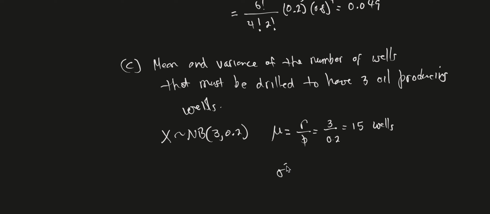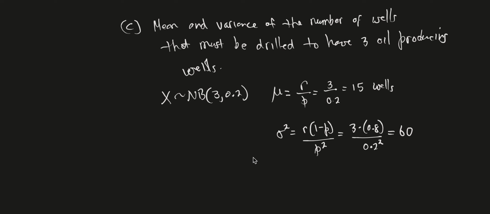And then what's the variance? Well, the variance is your r times 1 minus p over p squared. So it's your 3 times your 0.8 over your 0.2 squared, and then that gives us 60, right? And then we could go ahead and write down the standard deviation. It's just the square root of 60. So the standard deviation of the number of wells that need to be drilled is the square root of 60, right?